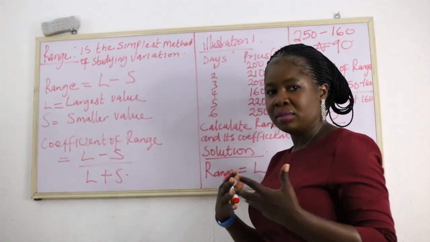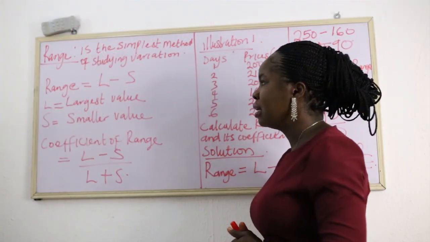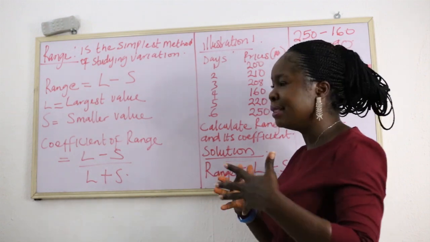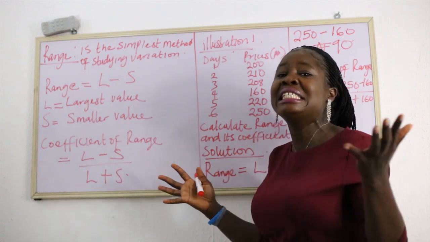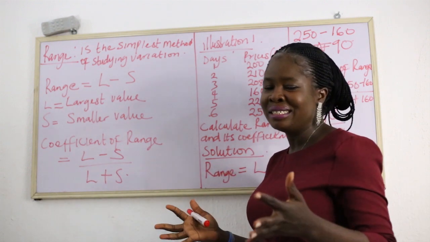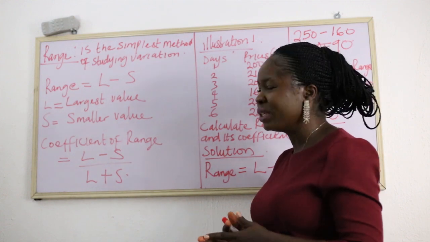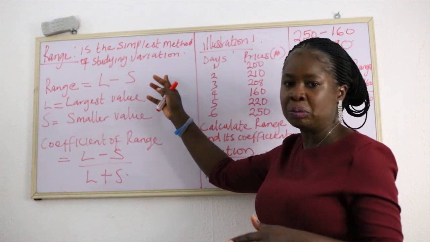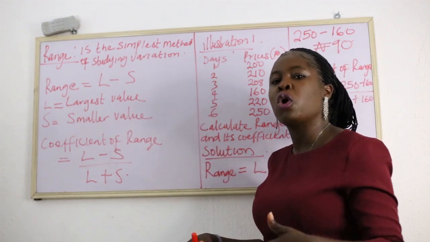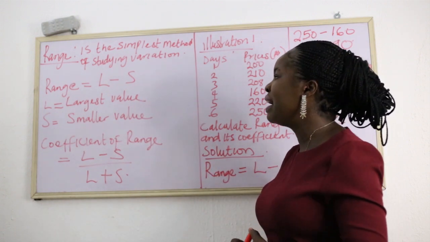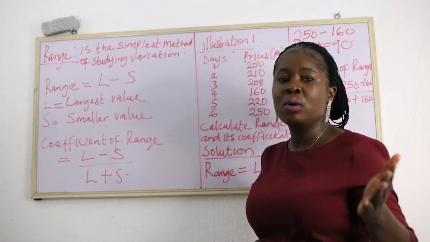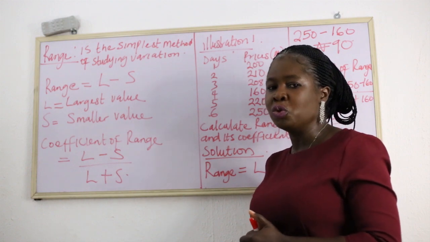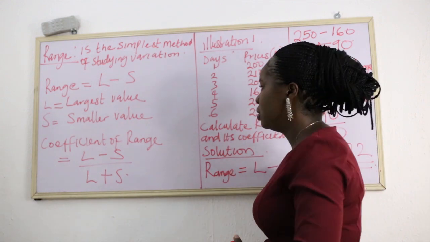We said there are 6 methods of studying variation, and the first method is range. What then is range? Range is the simplest or the easiest method of studying variation. And what is the formula of range? Range means the largest value minus the smallest value. Some other textbooks or authors have classified range as the highest value minus the smallest value, depending. All we want to know is the bigger one minus the smaller one.